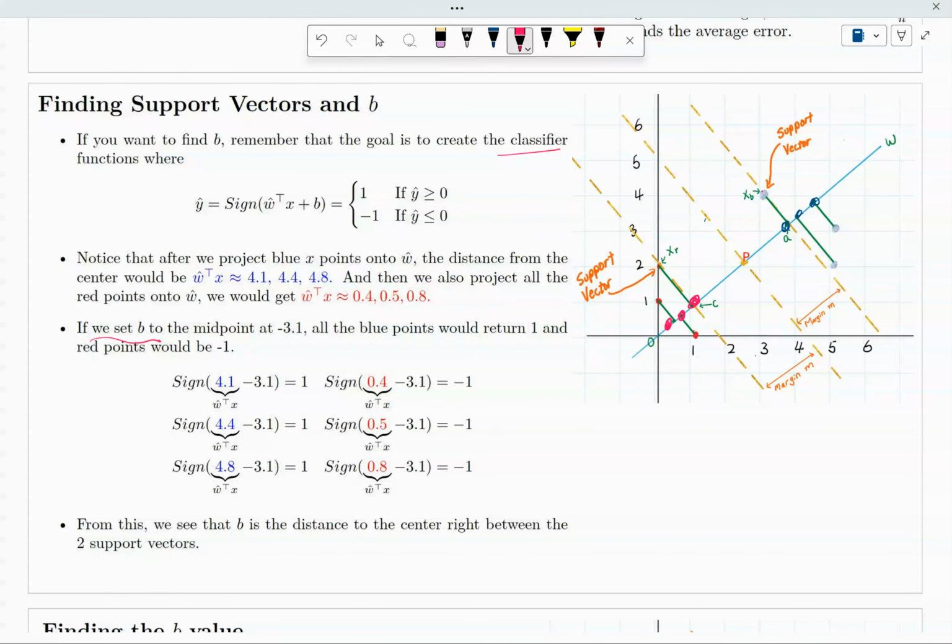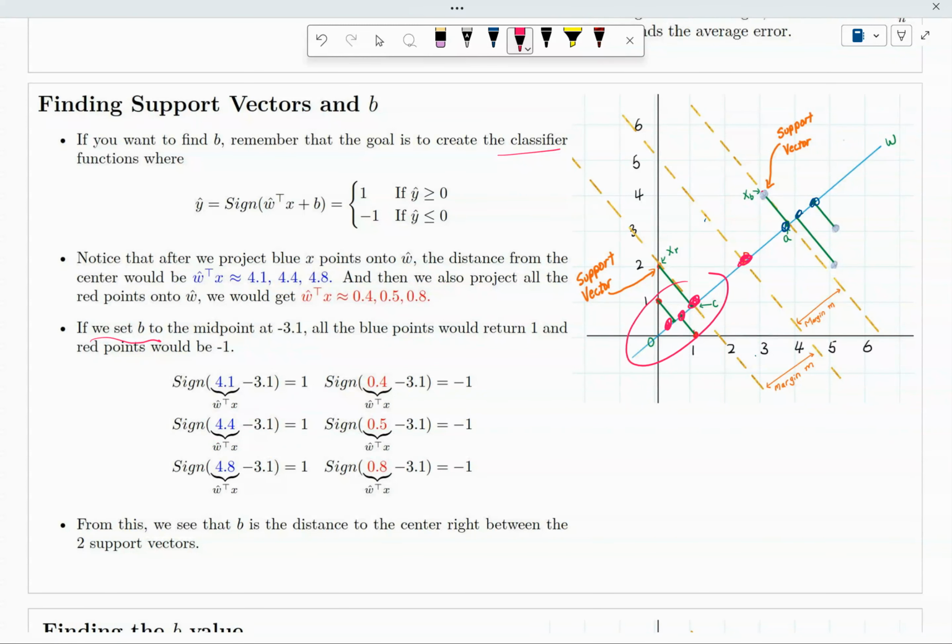If we set B to the midpoint right here, the distance is minus 3.1. So if we put minus 3.1 into this equation, then notice how 4.1 minus 3.1 is going to be a positive value, giving us 1. And 4.4 will give us 1 because all of these subtract by 3.1 will give us a positive value.